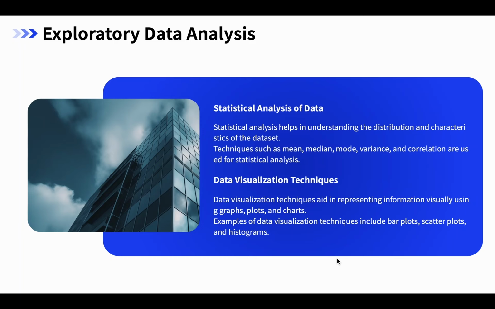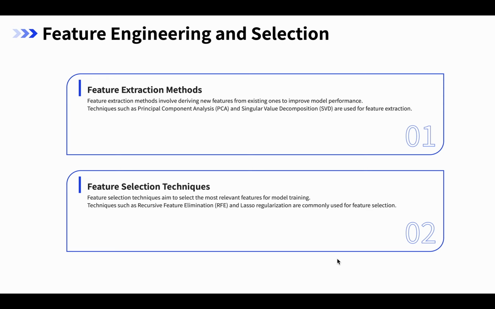So exploratory data analysis, statistical analysis of data. Statistical analysis helps in understanding the distribution and characteristics of the dataset. Techniques such as mean, median, mode, variance, and correlations are used for statistical analysis. Feature engineering and selection. Feature extraction methods use PCAs, which are principal component analysis, and singular value decomposition, SVDs. These are mainly used for feature extraction. Feature selection we do by using recursive feature elimination, RFE, and lasso regularization, which are commonly used.